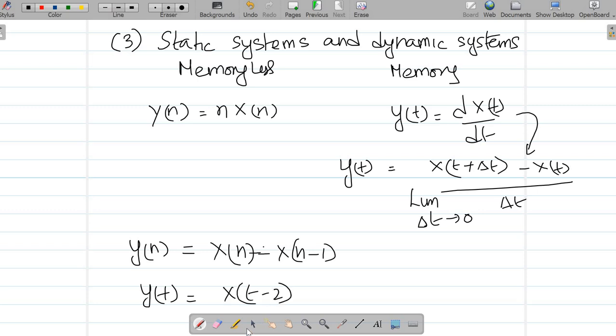Now this is a dynamic system because it is dependent on the past value, not on the current value of the input. So when a system whose output is dependent on the past values and also on the future values, then such a system is a dynamic system. Whereas a system which is dependent only on the present value, then such a system is known as a static or memoryless system. And dynamic systems are also called a system which has memory.